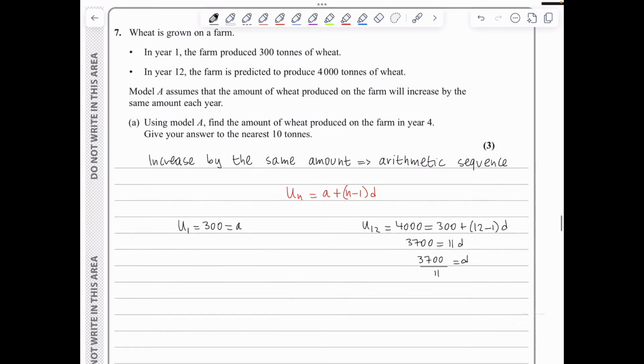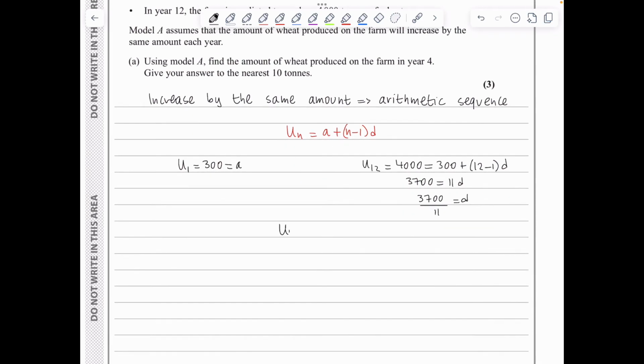I will now proceed in finding u4. So u4 is going to be a of 300 plus (4−1) times d, the 3,700 over 11. If I put this on the calculator, I get 1309.09... And since I've been asked to give my answer correct to the nearest 10 tons, I conclude that this is 1,310 tons.